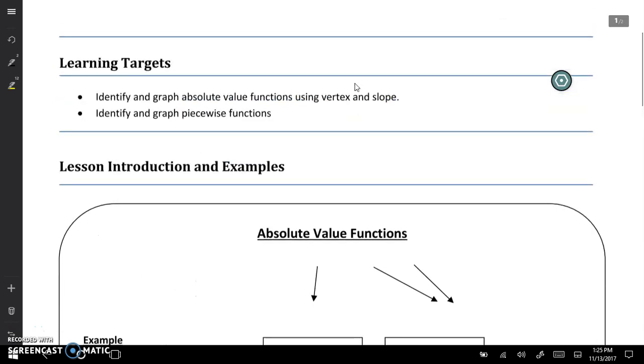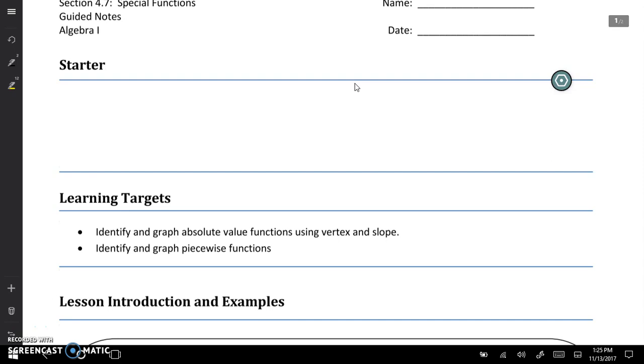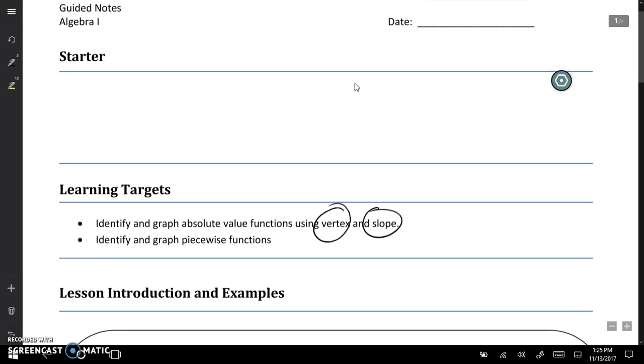We're going to graph absolute value functions today. Based on our equation, we're going to find the vertex and the slope, and we're going to graph them. If you guys remember before, absolute value equations come out to be V's. So that's an absolute value equation. That's an absolute value equation. So we're going to graph these guys.